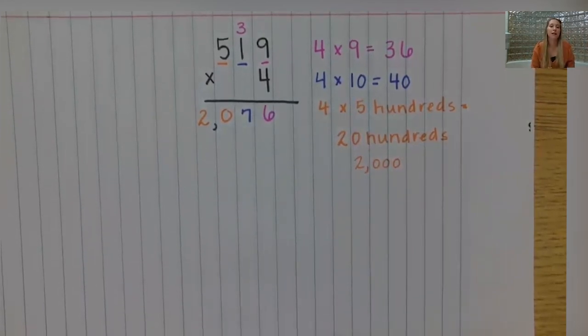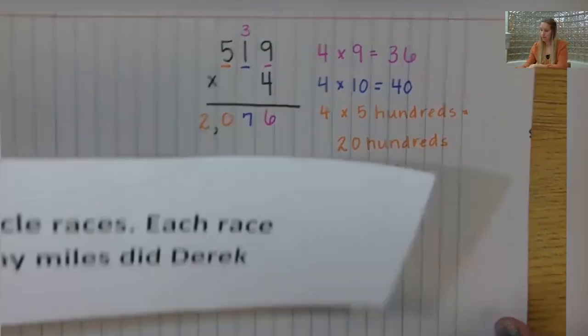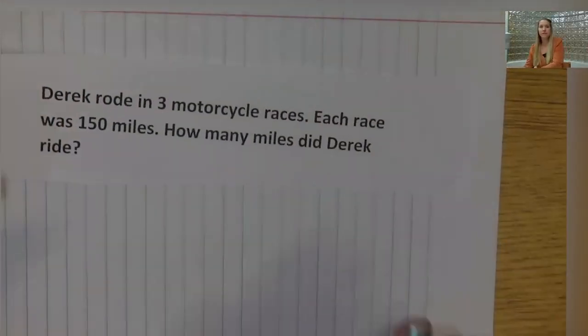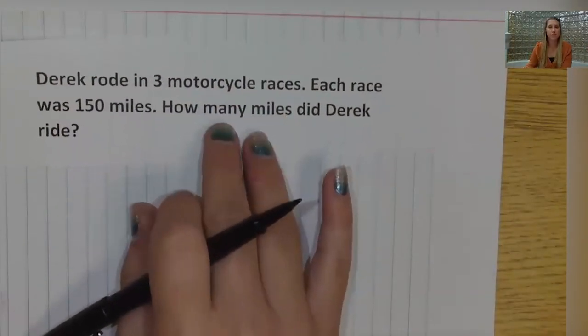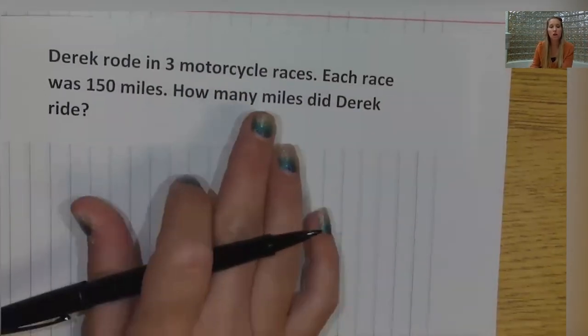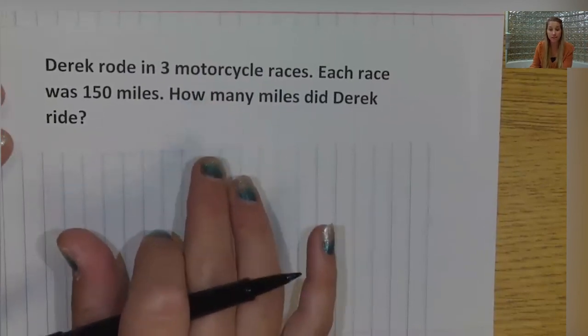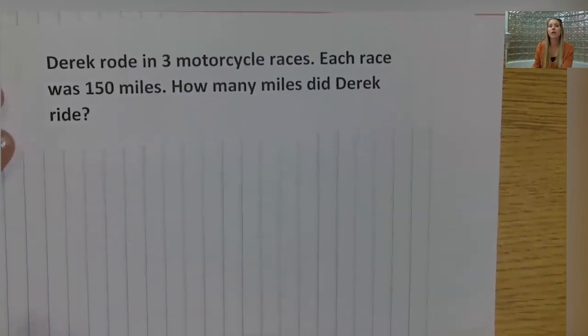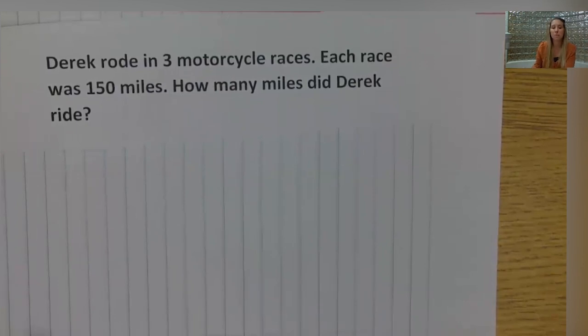I have a new problem and I'd like you to help me think it through. Derek rode in 3 motorcycle races. Each race was 150 miles. How many miles did Derek race? What's the problem asking us? You're right. It's asking us to find the total number of miles that Derek raced. Take a minute and think about how we could use multiplication to solve this problem. Did you think we could multiply 150 times 3? Me too. So let's solve this problem together.